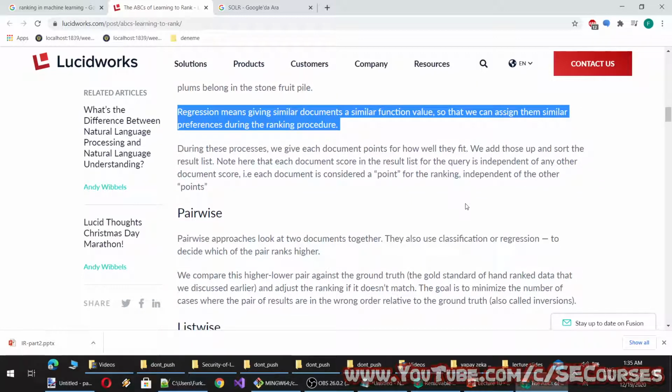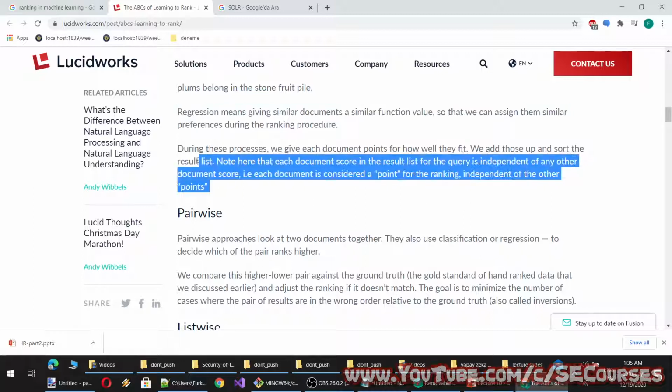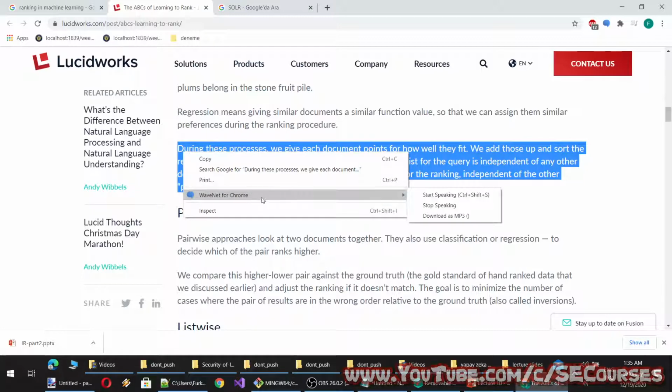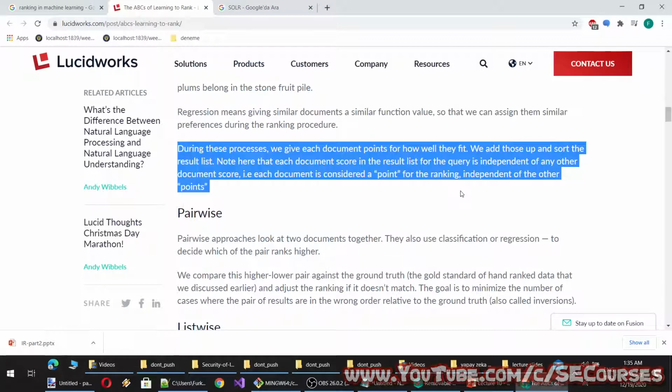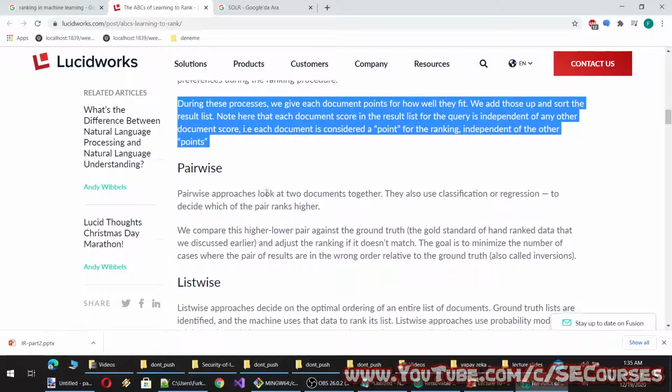Regression means giving similar documents a similar function value so that we can assign them similar preferences during the ranking procedure. During these processes, we give each document points for how well they fit. We add those up and sort the result list. Note here that each document score in the result list for the query is independent of any other document score, i.e., each document is considered a point for the ranking, independent of the other points.